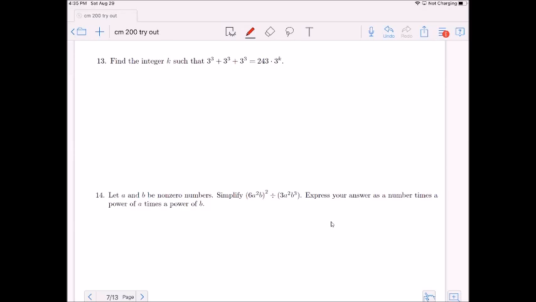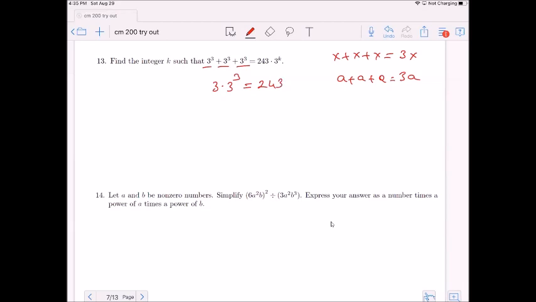Okay, let's see. 3, the same things are added. So can I write this as 3 times 3 to the power of 3? For example, what is x plus x plus x? It is exactly 3x, right? So a plus a plus a is 3a. So 3 to the power of 3, plus 3 to the power of 3, plus 3 to the power of 3 is 3 times 3 to the power of 3.